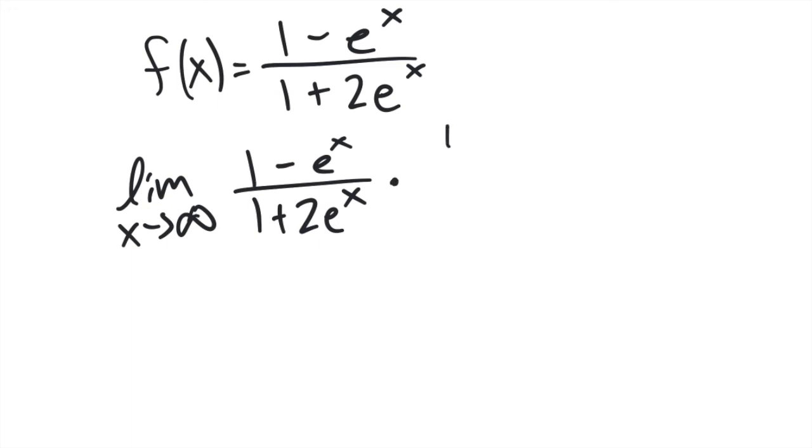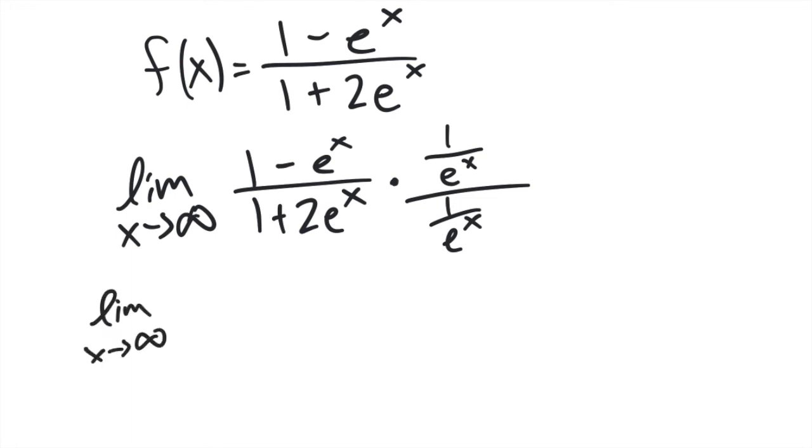So let's multiply by a fraction, but instead of it being the largest degree on the bottom, now it's going to be 1 over e to the x. And over on the bottom, it's going to be 1 over e to the x. So look at what happens if you simplify this. This is the limit as x goes to infinity. When you multiply 1 over e to the x by both of the terms on top, you get 1 over e to the x, which, by the way, another way to write that is just write it as e to the negative x.